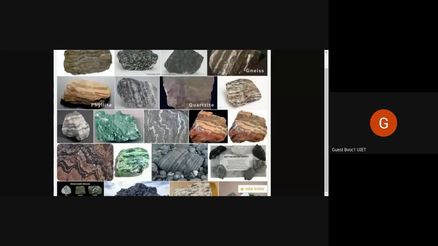See, marble is a metamorphic rock which is formed when limestone is exposed to high temperature. Limestone is a sedimentary rock, right? When it is exposed to very high temperatures and pressures, it turns into marble because the calcium content in limestone recrystallizes and forms a more dense rock, and that is how limestone turns into marble.